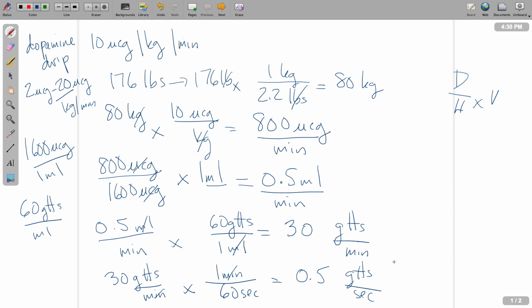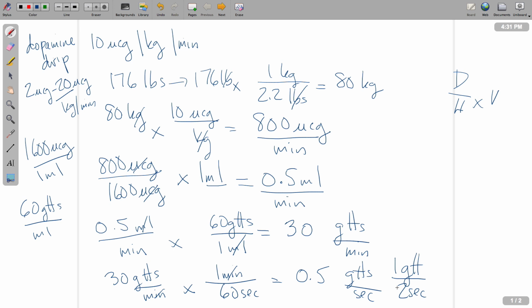We could also say 1 drop every 2 seconds. That's the same thing. So in essence here, we're going to give 0.5 drops per second, but that's not realistic. We can't even begin to calculate that. So we're going to actually say we're going to do 1 drop every 2 seconds. So this is one way of calculating dopamine drips.